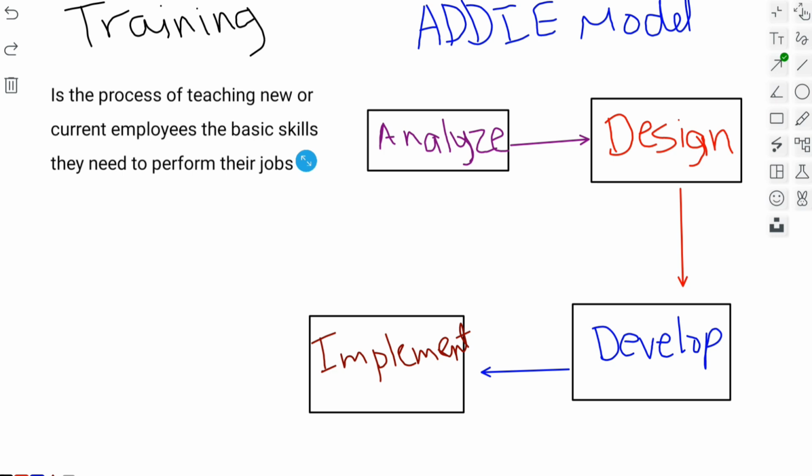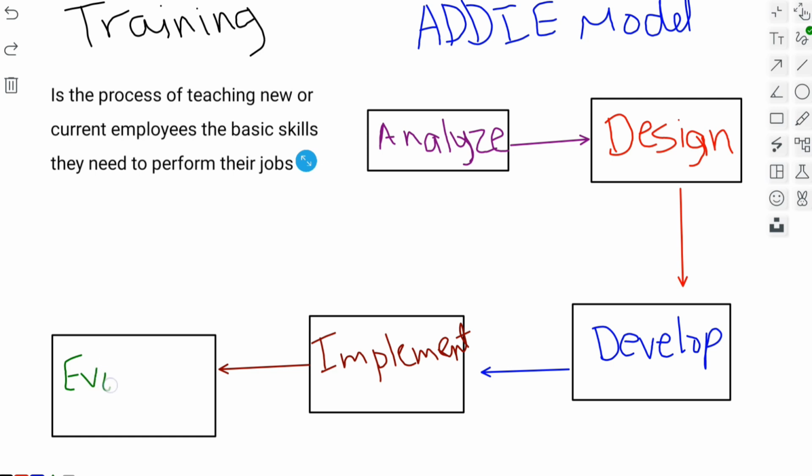Fifth, evaluate. The last and most important step is to evaluate the training efforts. Usually, employers should measure four things: trainees' reaction, learning, behavior, and results. Ideally, they use a control group that is not exposed to training in parallel with the trained group.